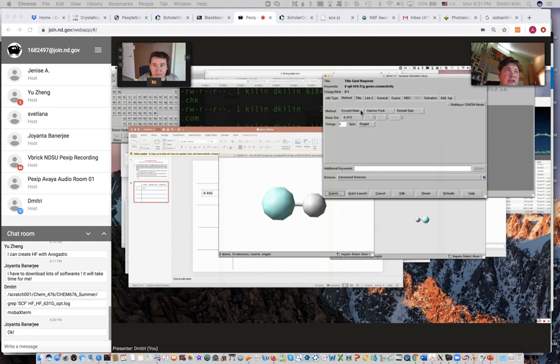So another one is Hartree-Fock with this basis set, 6-311G. Okay. And for the job type, no, 6-31G and then d,p.